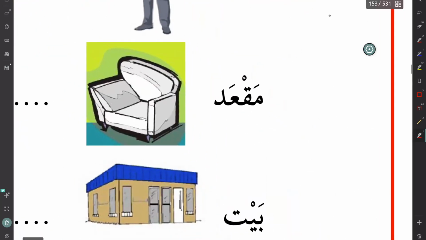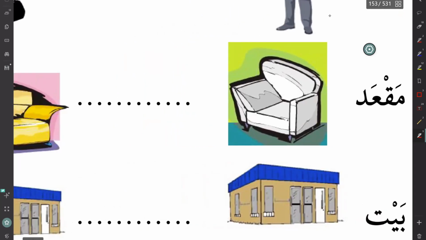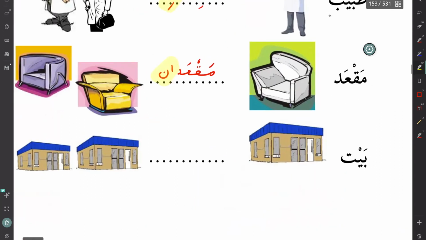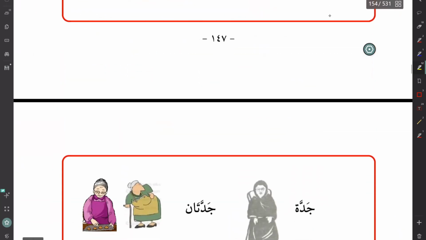You have one maqad, one seat, and you want to say two seats. What do we do? Maq'adani. There's only one thing you're doing, adding alif and nun. Make sense? And then you have baytun, you say baytani. Quite simple, isn't it?